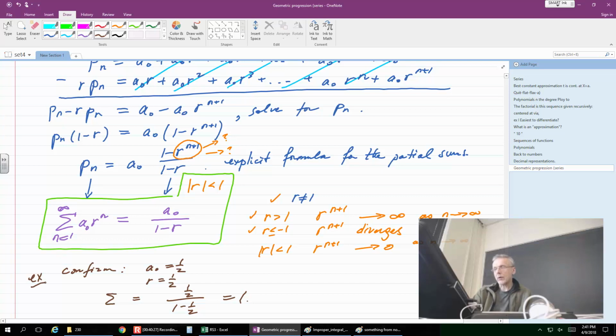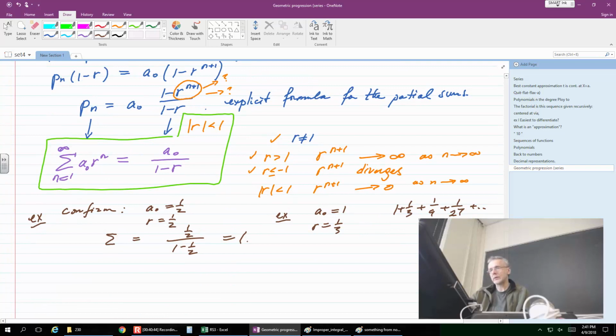On the other hand, if I pick, say, A naught equal to 1 and R equal to 1/3, in other words, I'm talking about 1 plus 1/3 plus 1/9 plus 1/27 and so on. What does it add up to? We have taken care of that. We just plug it into the formula. I have 1 divided by 1 minus 1/3, and the answer is 1 over 2/3, which is 3/2. So this thing is equal to 3/2.